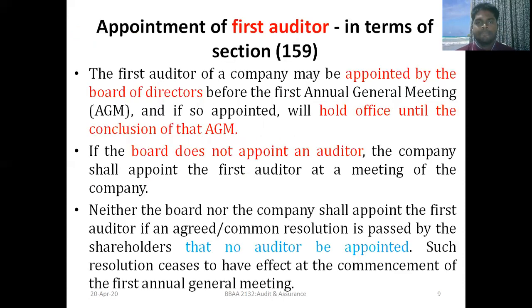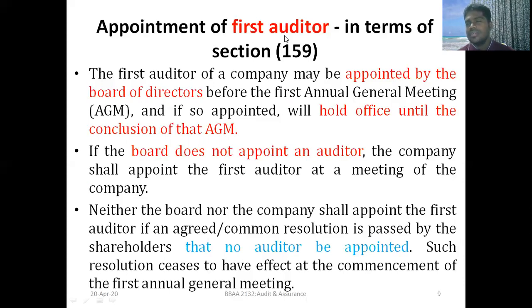Okay, now we are going to discuss another section, 159, appointment of first auditor. That is important. First auditor, I highlighted here. So what's the meaning of first auditor? In each and every public company, the audit is mandatory, so they have to appoint the auditor. This section is going to explain the conditions of this appointment of the first auditor.